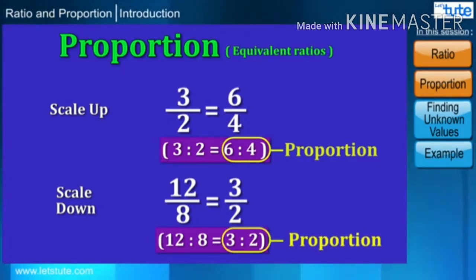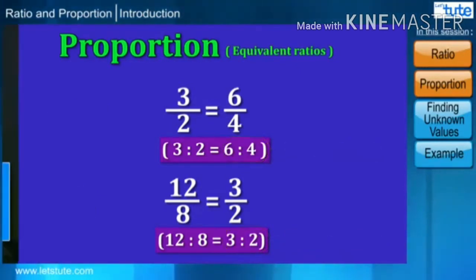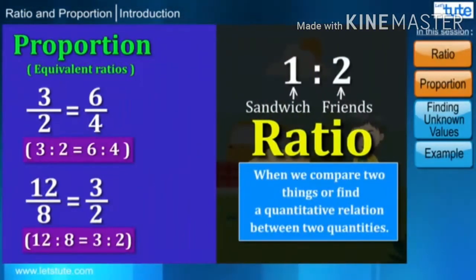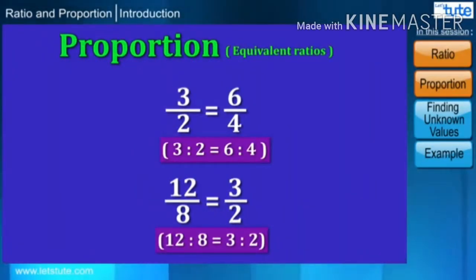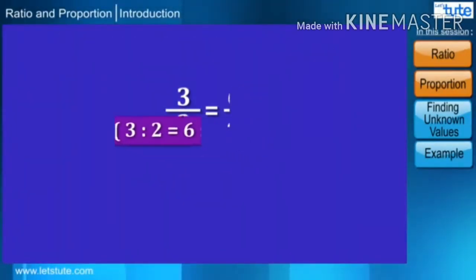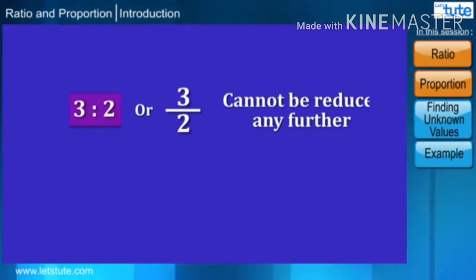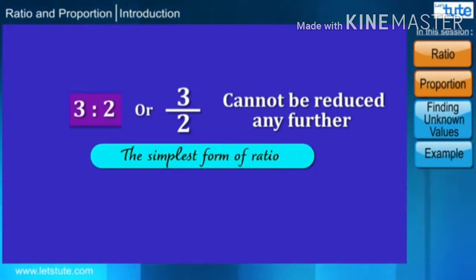Similarly, for 12:8, 3:2 is also a proportion. Now we know what ratios and proportions are, and also the difference between them. When we look at the same example, 3:2 cannot be reduced any further. So when a ratio cannot be reduced any further, it is known as the simplest form of ratio.